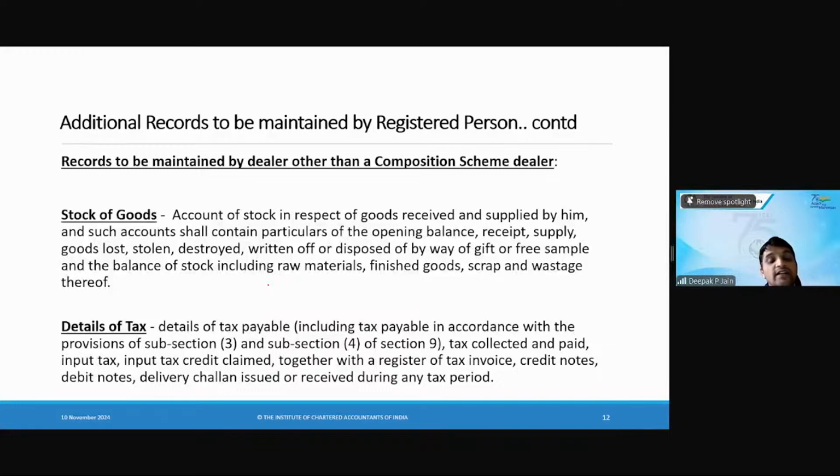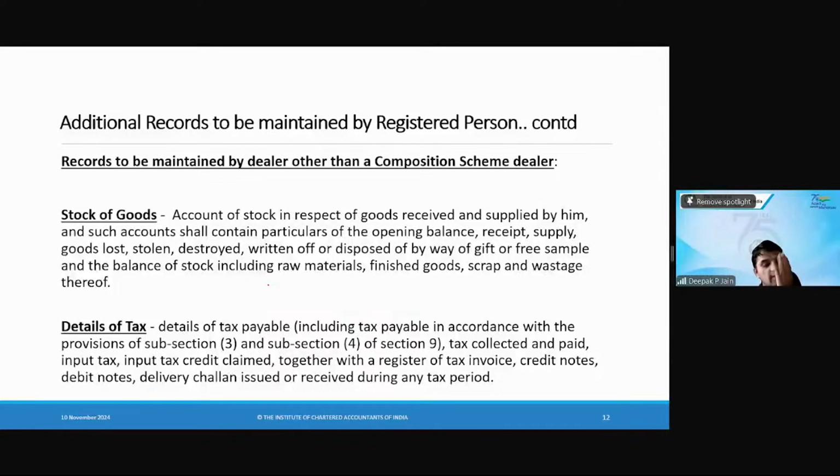Then details of tax, that is, what is the tax payable under normal sales? What is the tax payable under reverse charge under 9(3)/9(4)? What is the tax which you have collected? What is that which you have paid? And income and input tax credit claimed together with the register of tax invoice, credit note, debit notes, delivery challan issued during the period.